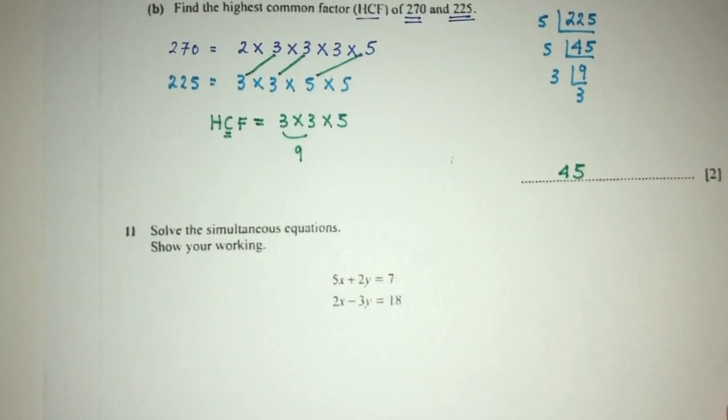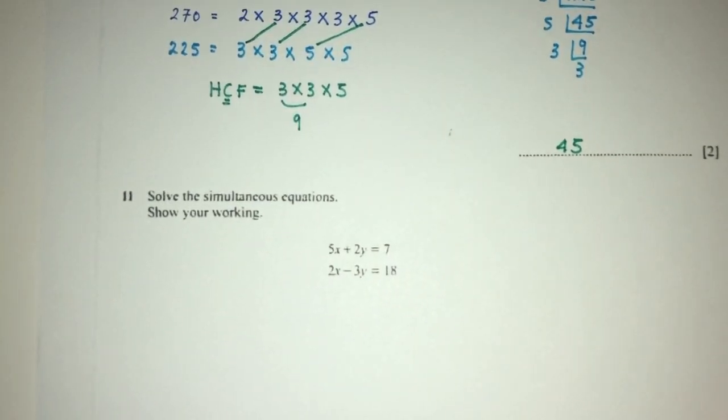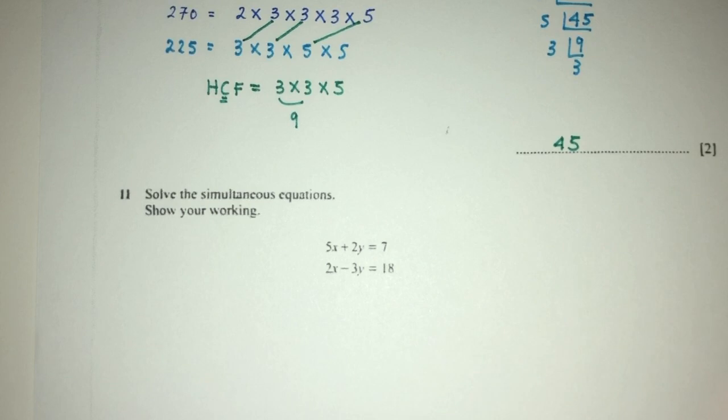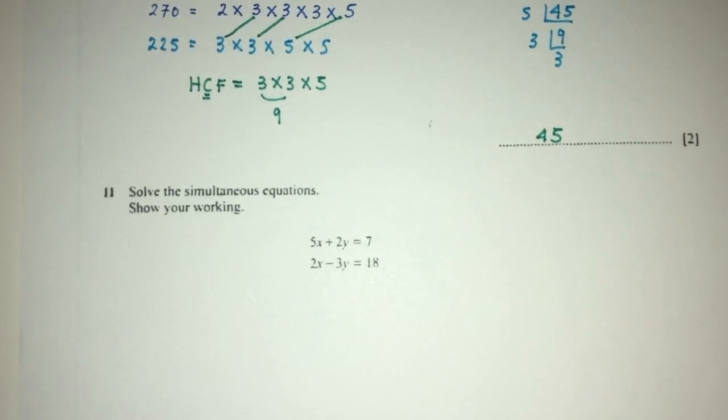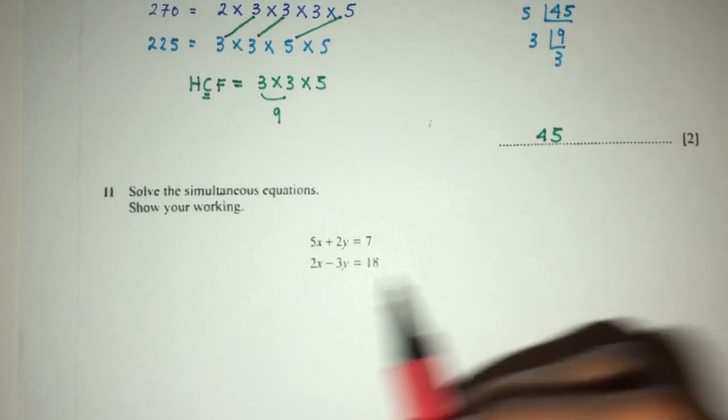Now let's move on to question 11. Here we have to solve the simultaneous equations, so we have to find the values of x and y. In this case, you can use two methods: one is elimination and one is substitution. I prefer to use substitution. I don't know why, it's just my preference. So let me use that.